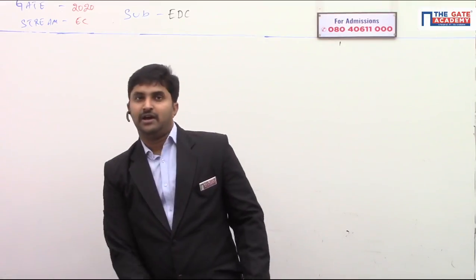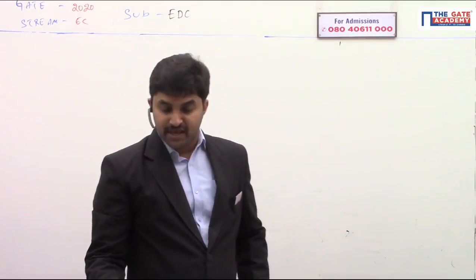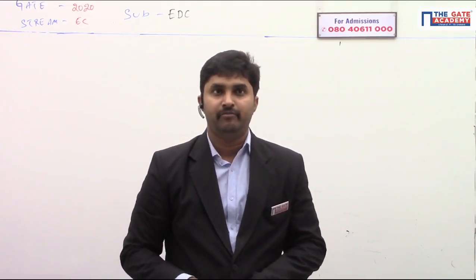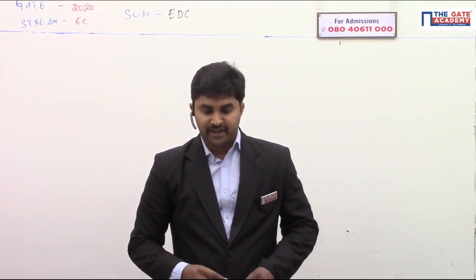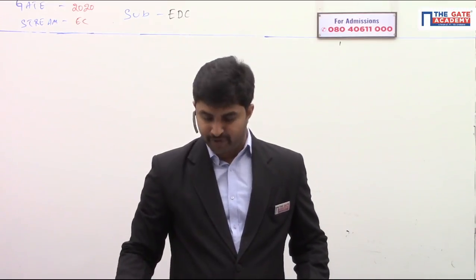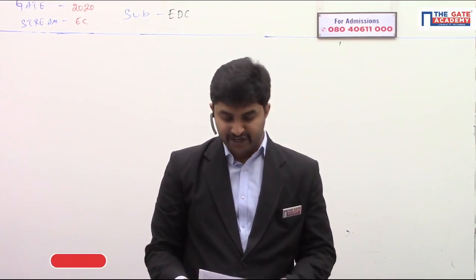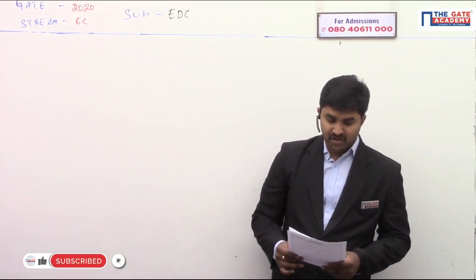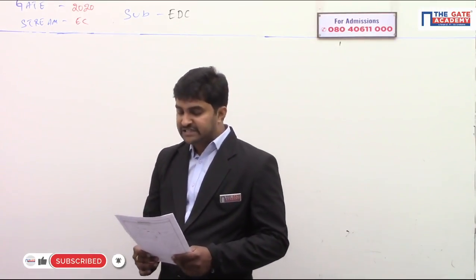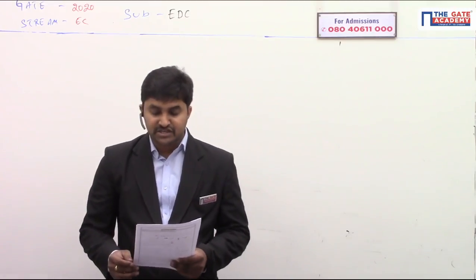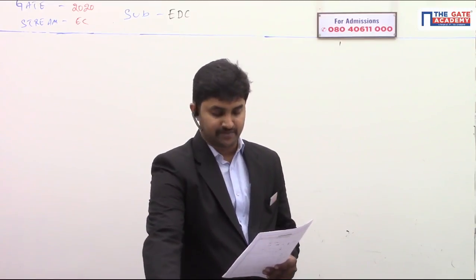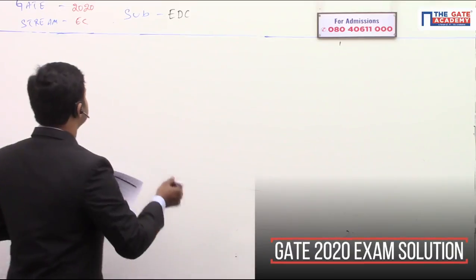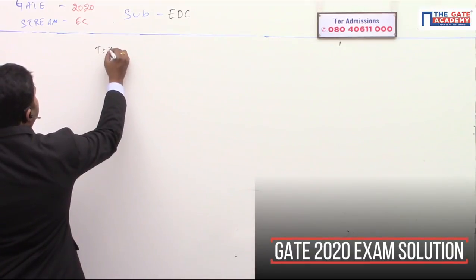The next question that we are going to discuss is a 1 mark question that has been asked from Fermi level. First of all, let me read the question. This is from the chapter of semiconductor theory. A single crystal intrinsic semiconductor at T equal to 300 Kelvin. So the temperature of the semiconductor is given as 300 Kelvin.